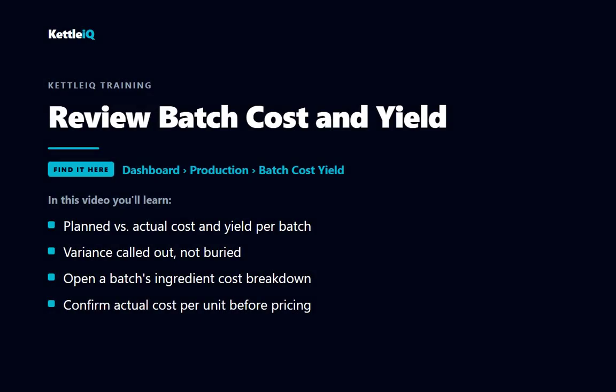Reviewing batch cost and yield in KettleiQ. In this short training, I'll show you how each completed batch performed against plan, how variance is called out, and how to confirm your actual cost per unit before pricing decisions. Let's take a look. You'll find this under Production, Batch Cost Yield from your dashboard.